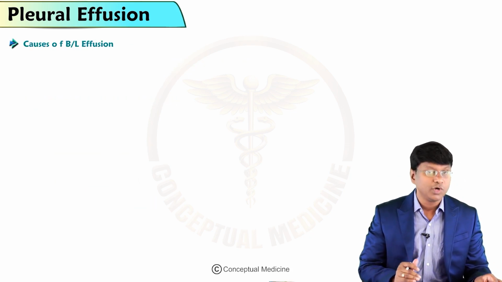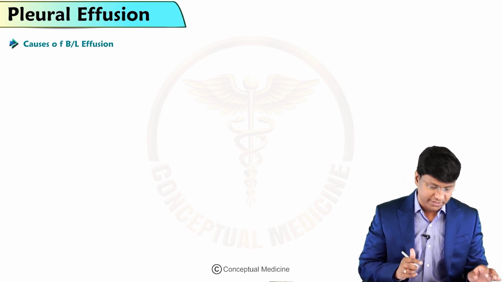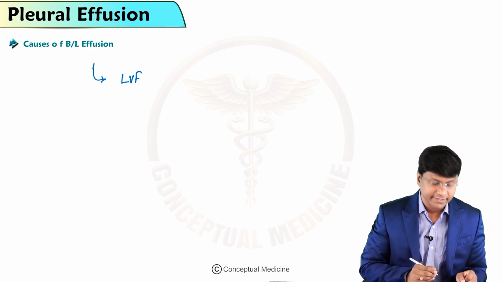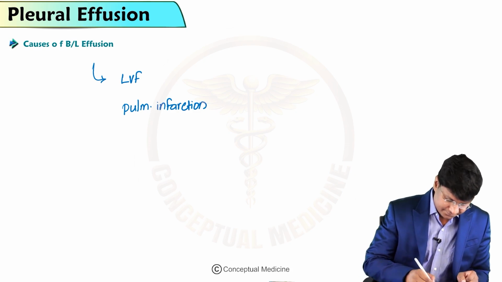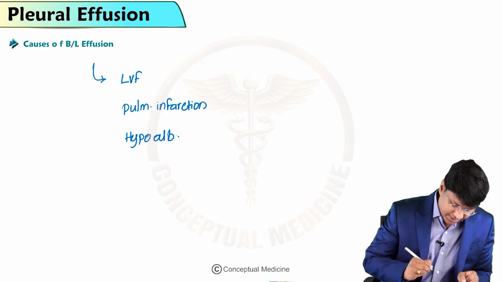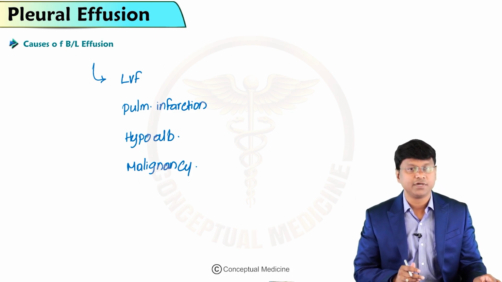Next, you should know the causes for bilateral pleural effusion. The etiologies causing bilateral pleural effusion include left ventricular failure, pulmonary infarction, hypoalbuminemia, and then malignancy. These are the causes for bilateral pleural effusion.